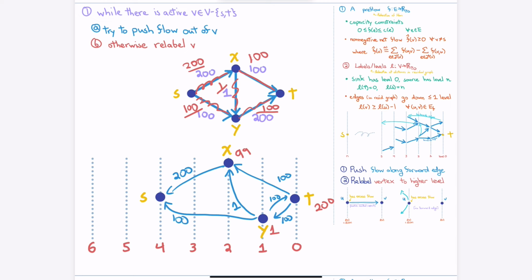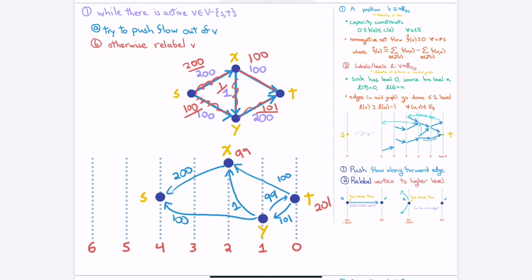Pick an active vertex. Push at Y. Okay, so I'm going to push 1 unit of flow from Y. That 100 will become 101. T will become 201. Okay. What a waste of time. This becomes 99 and 101, like this. Okay. So good. You already pushed 201 units of flow into T. That's sort of one thing you wanted, right? But we're not done yet. If you look at this top diagram, you don't have full flow.